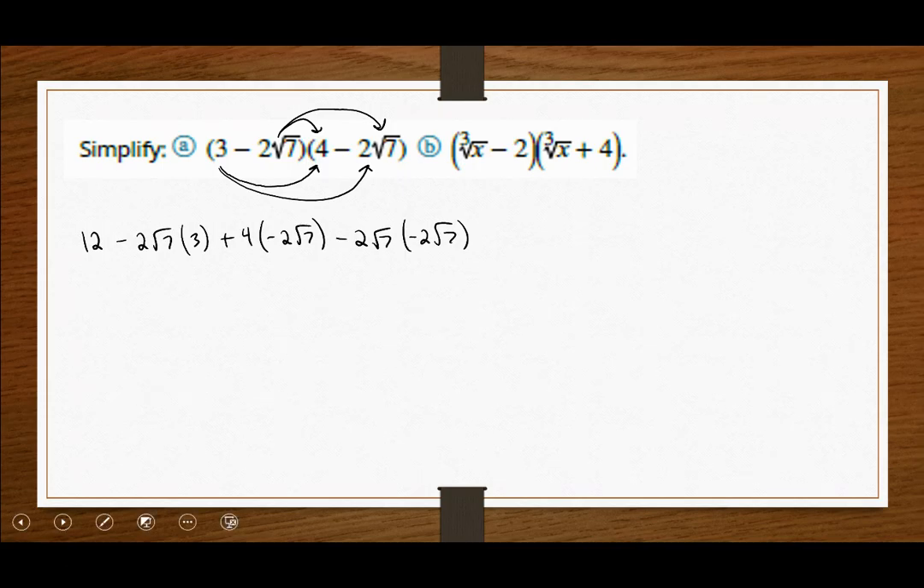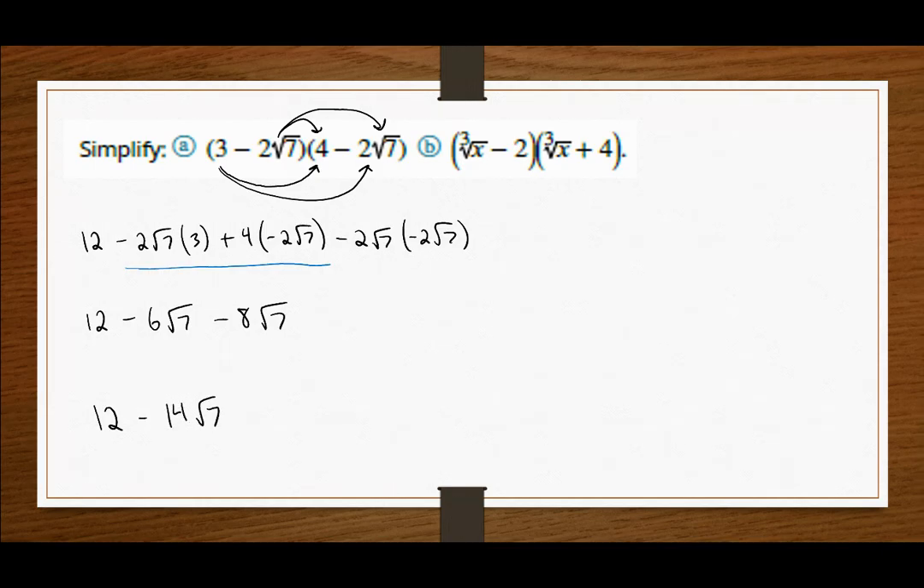Simplifying the middle bit here first, however, should allow me to see that this is going to end up being just one single term. The coefficients of which will be -6 square root of 7 and -8 square root of 7. If we combine those together, we'll get -14 square root of 7. But we still have this last term to contend with. The coefficients are both -2. When we multiply them together, we should get +4.